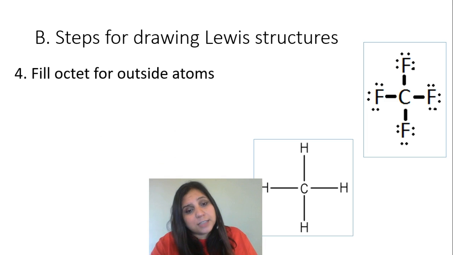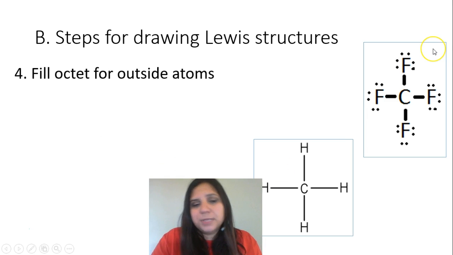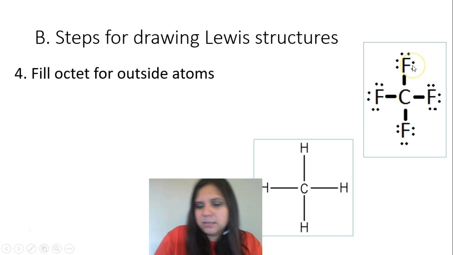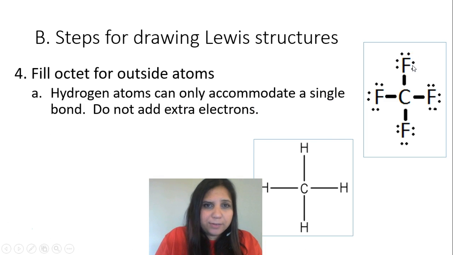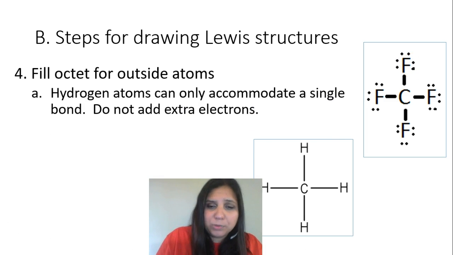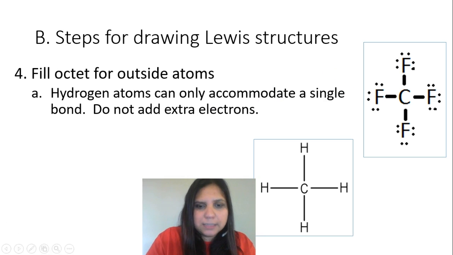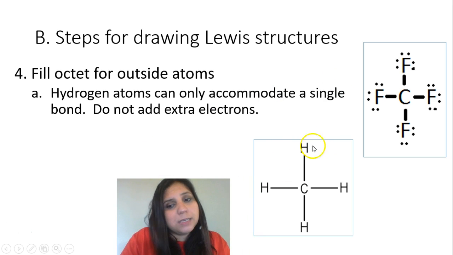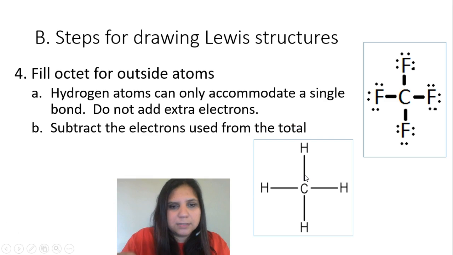Okay, we'll fill the octet for the outside atoms. An octet means 8. So right here you see fluorine has 2 from this bond, and then 6 more. These have 8. Hydrogen, however, cannot accommodate any more electrons, and so what you see in this picture is you don't see any extra little dots around hydrogen. As soon as it has a bond, then it's completely done. Don't add anything else to it. And again, you subtract.